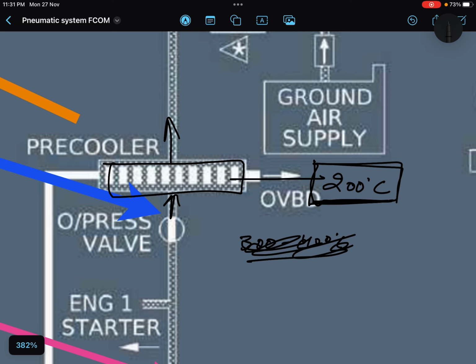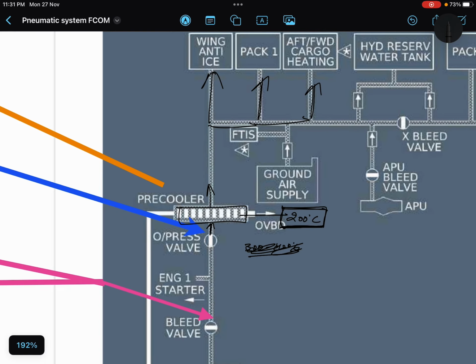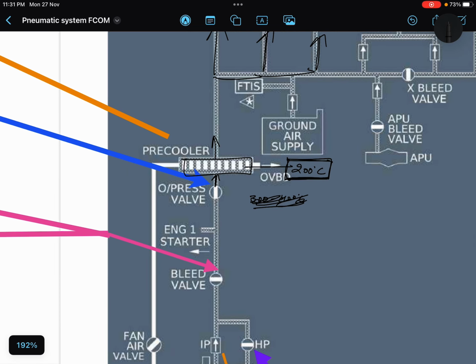So when the bleed is leaving the pre-cooler, its temperature will be 200 degrees Celsius or less, so that it does not destroy the further components and further systems. And what will be the pressure of the bleed? Pressure will be somewhere, because the bleed valve was regulating it to 45 plus minus 5 psi, right? So this will be your temperature and pressure. Perfect, and it makes sense.